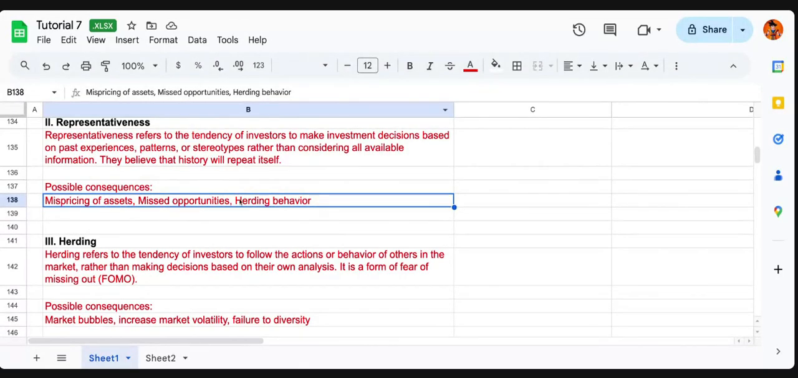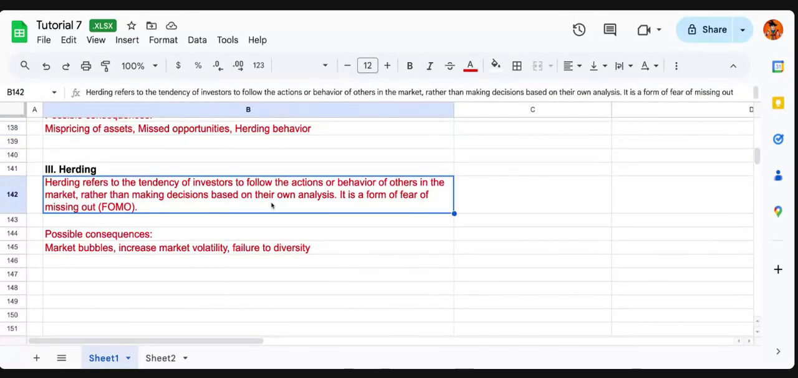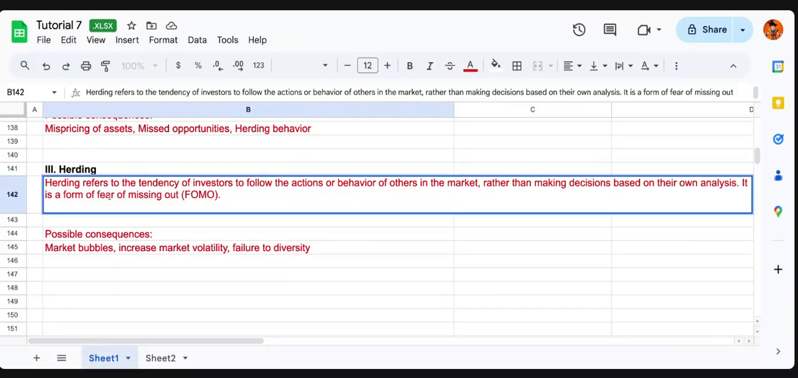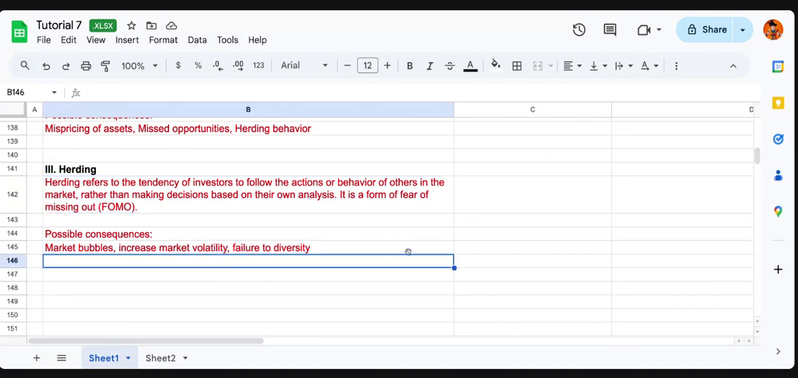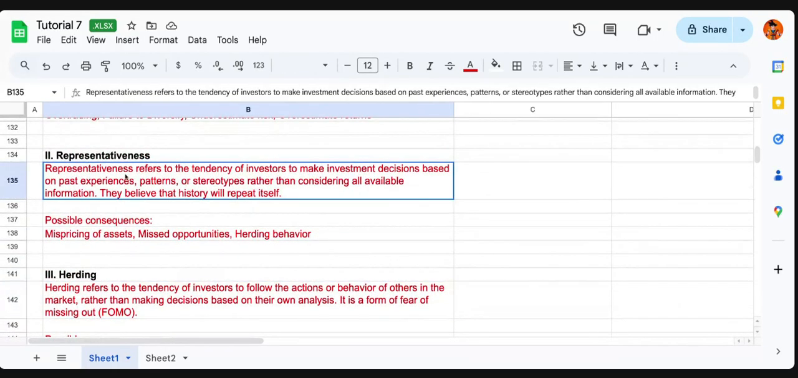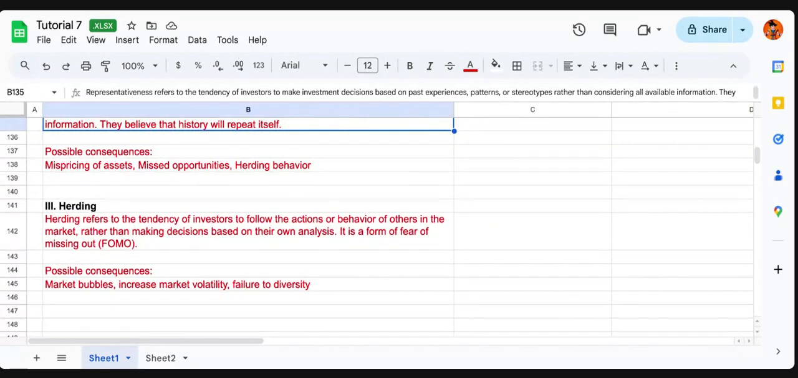Next one. Herding refers to a tendency of investors to follow the actions and behavior of others rather than making their own decisions. Basically, we call it FOMO, fear of missing out. They are just afraid that when everybody makes money, they don't make money. So if everybody is buying, they will buy. This is exactly what happened during COVID when everybody was buying glove stocks, and most people who bought glove stocks had no idea why they were buying, just because everybody else was buying and the stock kept going up. So herding and representativeness are things that exist in the market.